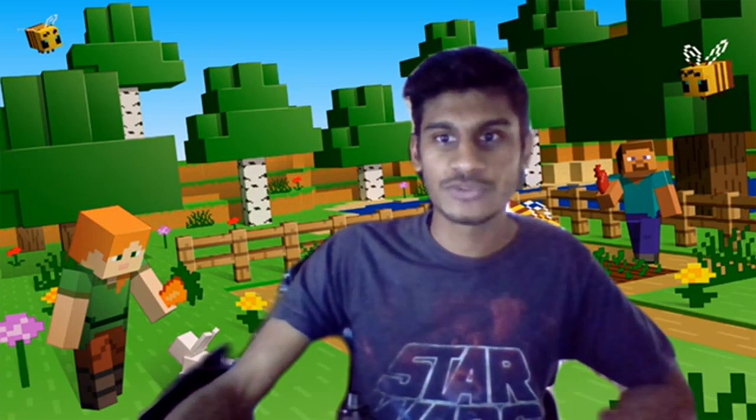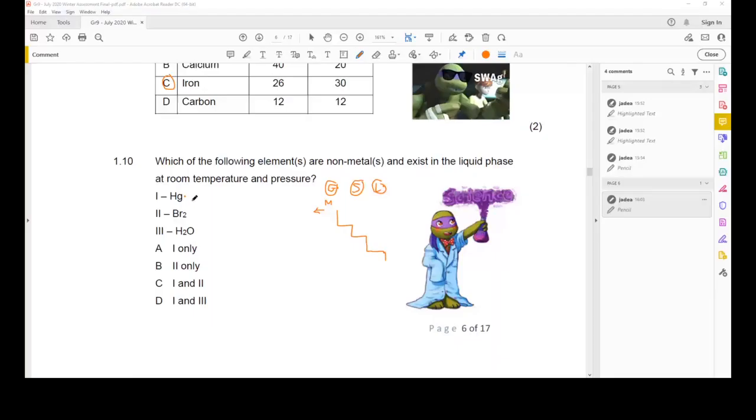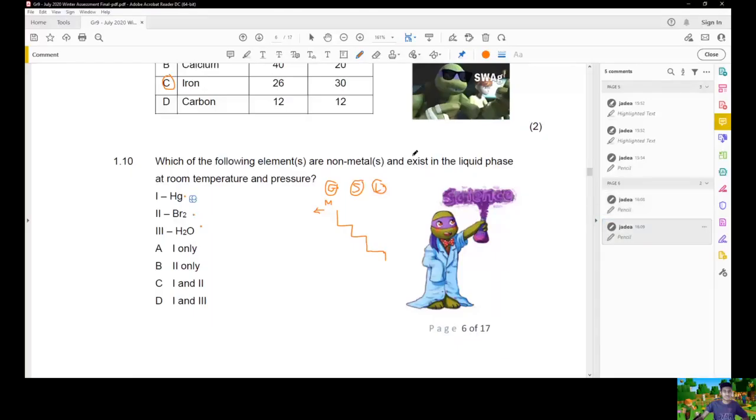Okay, so returning to my options: Hg, Br2, and water. The question is asking me to identify elements that are non-metals in the liquid phase. So I've eliminated mercury because that's a metal. Bromine was a liquid and a non-metal, and I can eliminate water because it's not an element at all. So my option here is B, 2 only.